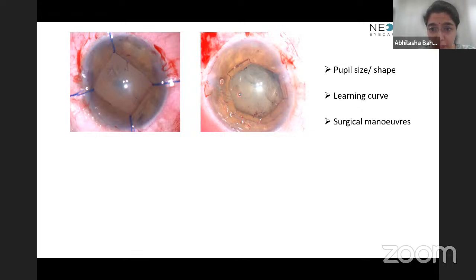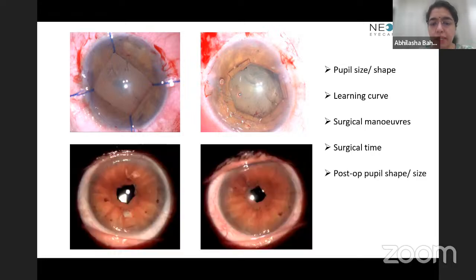Surgical maneuvers are easy with the BHEX ring because there is not that much shallowing of the anterior chamber compared to the iris hooks. The surgical time is shorter with the BHEX ring. However, the postoperative pupil shape is better with the BHEX ring, but postoperative astigmatism is comparable between the two.